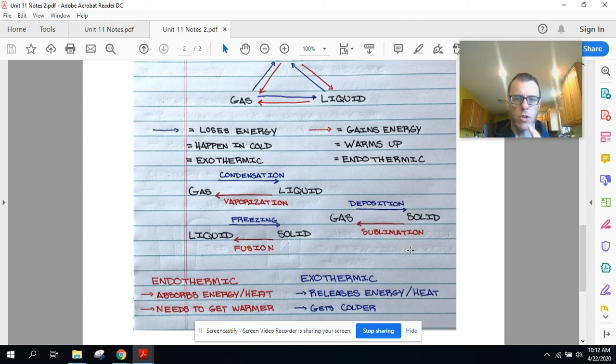All right. So water condenses on grass in the morning when it's a little cool. You have dew. Liquid to gas, water boils. Liquid to solid, you can put water in the freezer and it'll freeze. And then solid to liquid, ice cubes melt.